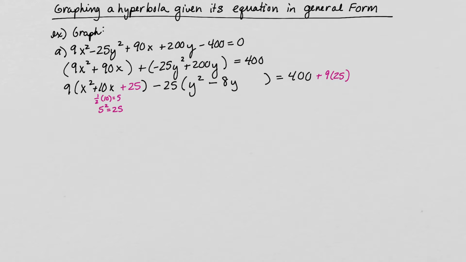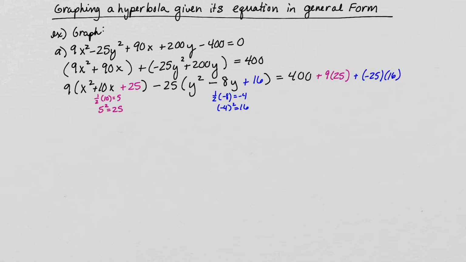And then we're going to do a similar thing with the y squared parts. So we're going to take half of negative 8, which is negative 4. We're going to take negative 4 squared, which is 16. So we're going to add 16 in here. But again, I didn't just add 16. I added negative 25 times 16.